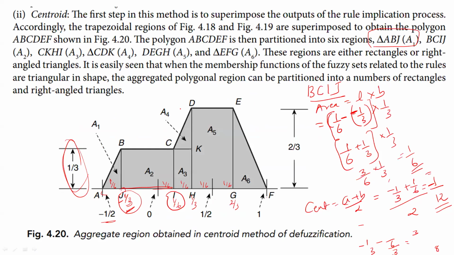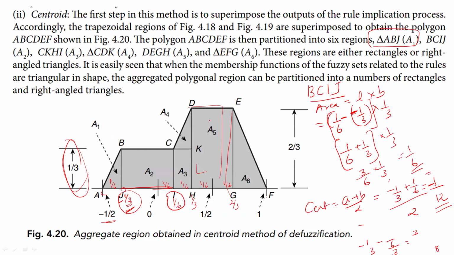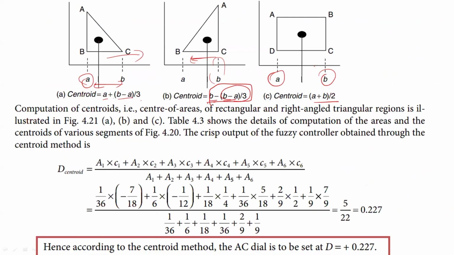And we keep on doing this. So if you want, you can check another one also, maybe this triangle or this rectangle. Eventually, apply the formulas and you can find out the answers. So we get all these areas and all these centroids of the different partitioned triangles and rectangles, that is area A1 to A6.